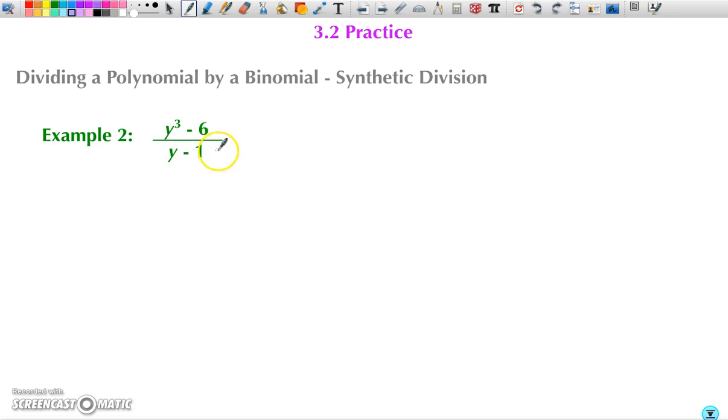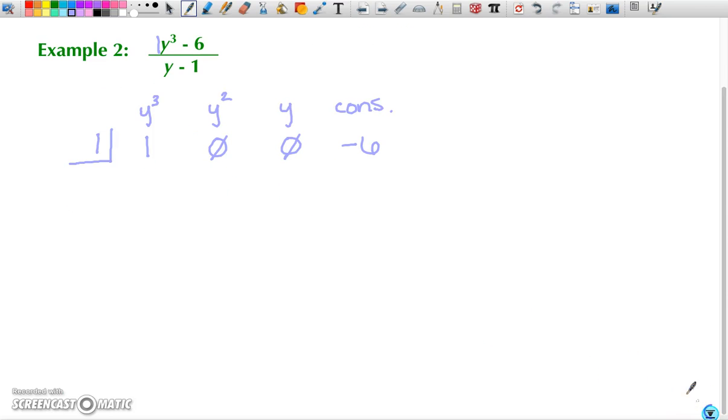So if y minus 1 is the factor, then that means 1 is your actual 0. So we put 1, and we put this little kind of box thing around it here. We need a spot then for y cubed, for y squared, for y, and for your constant term. In this case, the coefficient for your y cubed is 1, y squared, we don't have it, y, we don't have it, and constant is negative 6. And now it's just a cyclical process.